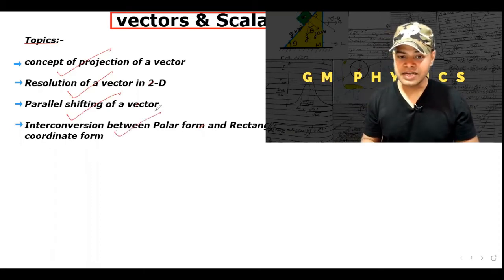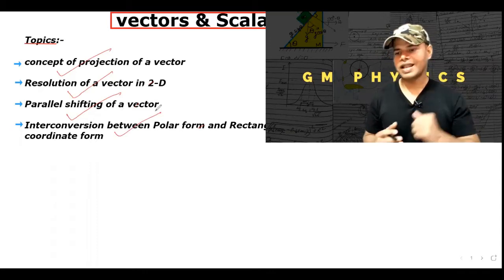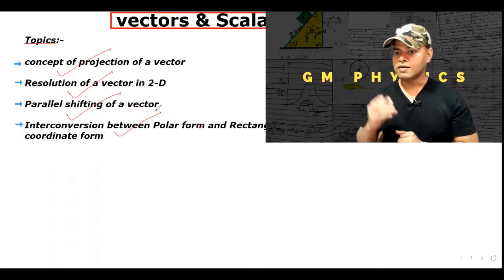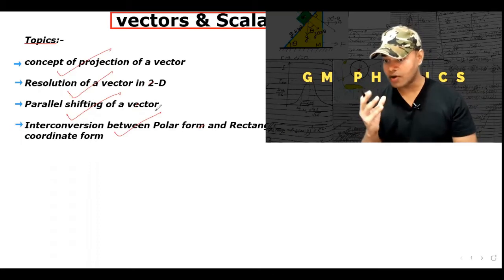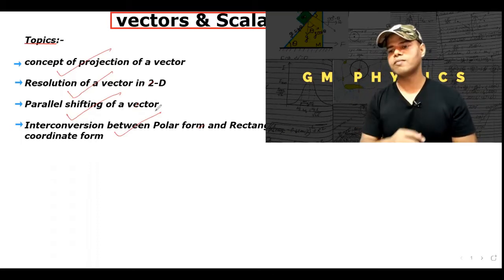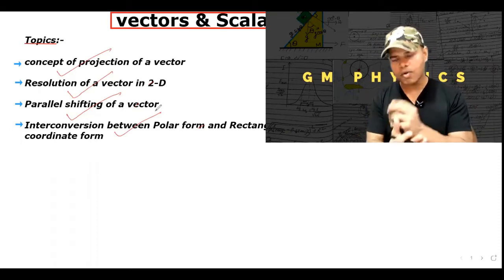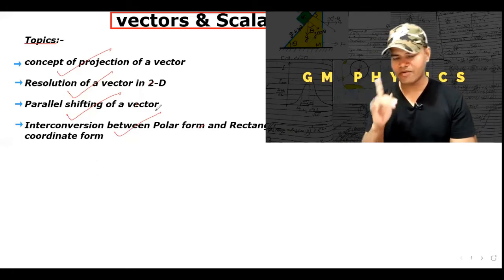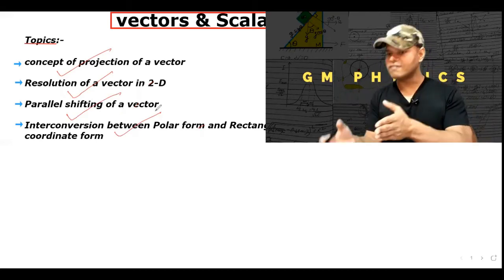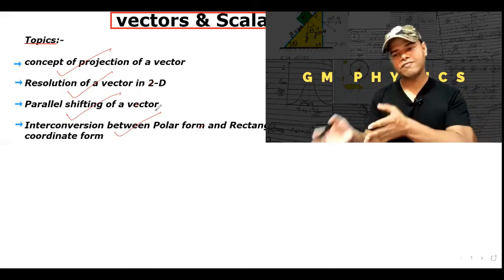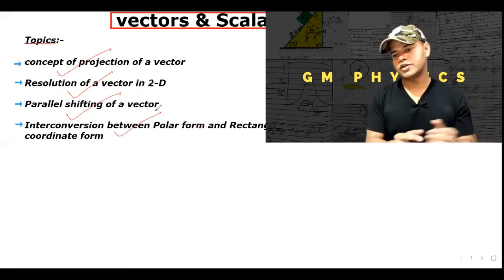And finally, interconversion between polar form and rectangular coordinate form. In the last lecture, we had discussed various methods of representing a vector, like symbolic representation, then polar form representation, then rectangular coordinate form representation. In this video lecture, we'll understand interconversion between these 2 important forms of representation: polar form and rectangular coordinate form. If polar form is given, you should be able to convert it into rectangular coordinate form. And if rectangular coordinate form is given and it is required, then you can convert it to polar form.